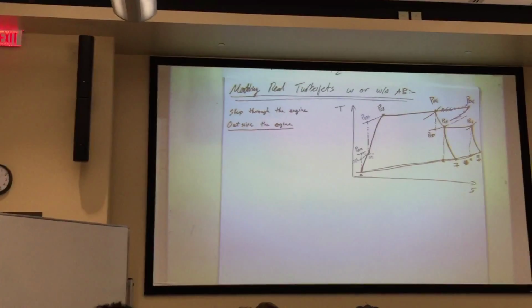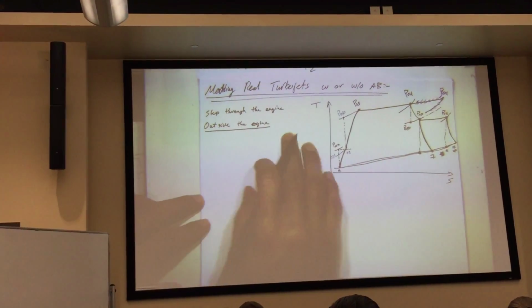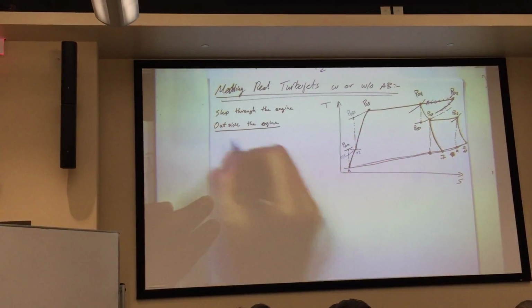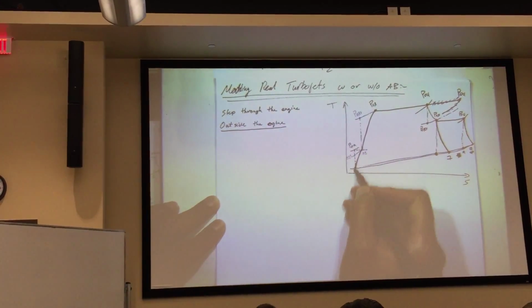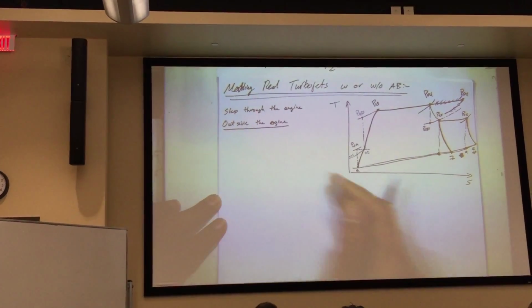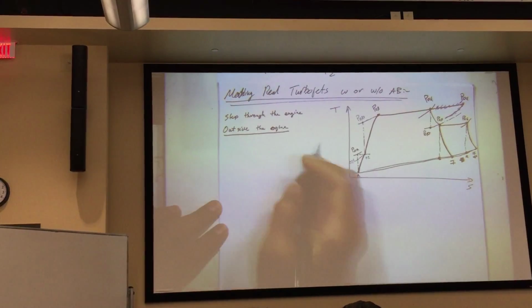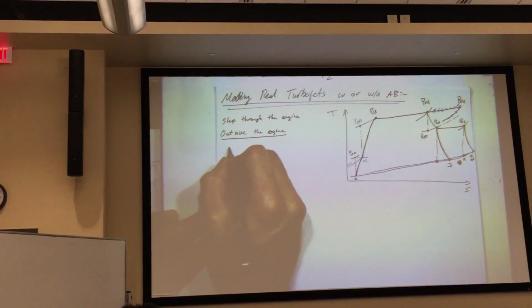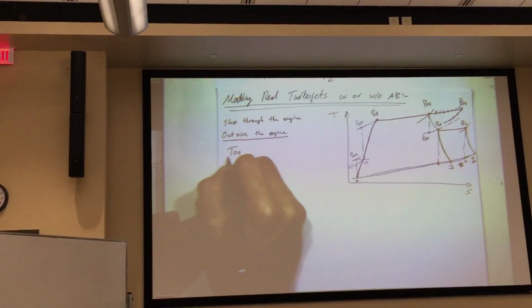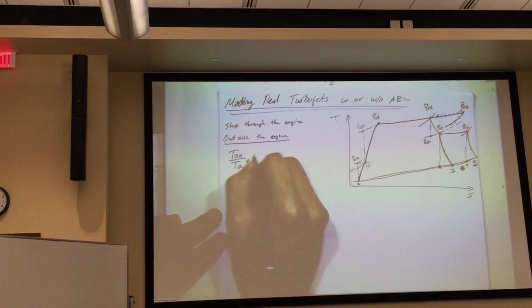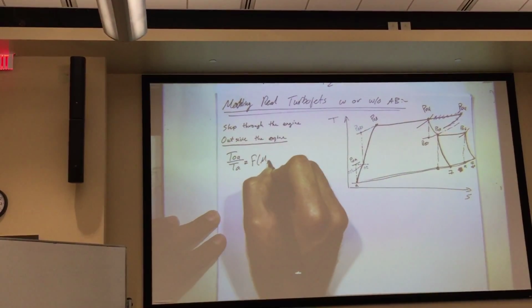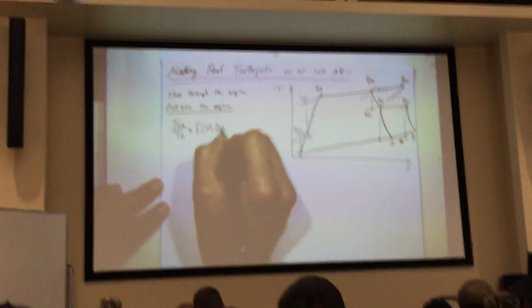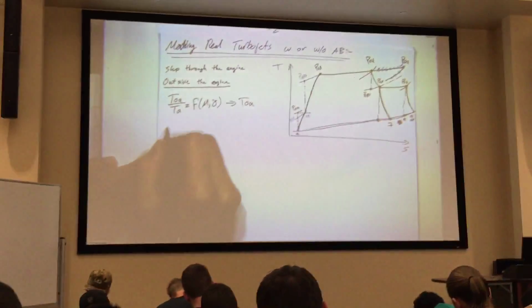Make sense? So let's outline the procedure of how to solve this in general in the real situation. Outside the engine, I need to go through my compression that's driven by my diffuser. So I need to know my ambient condition. So I know TOA over TA is equal to a function of my flight Mach number and gamma, and from that I can get my TOA.